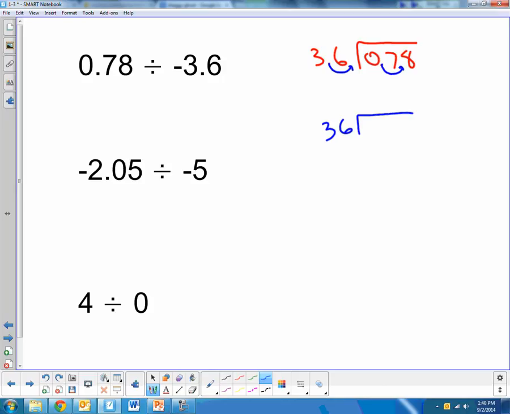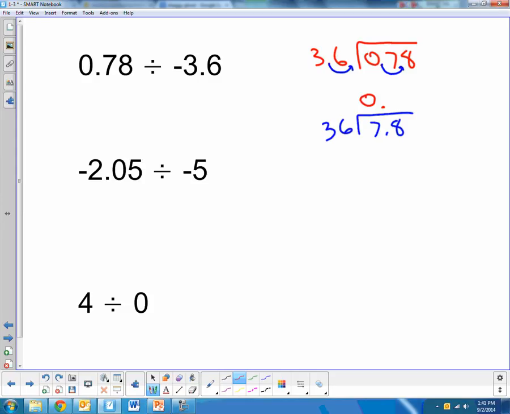But I do have to do the same thing. I have to move it one time, only once. So I'm not going to get a whole number 78, I'm going to get 7.8. And now I can divide. How many times does 36 go into 7? Well, it doesn't. The decimal point comes up. How many times does 36 go into 78?